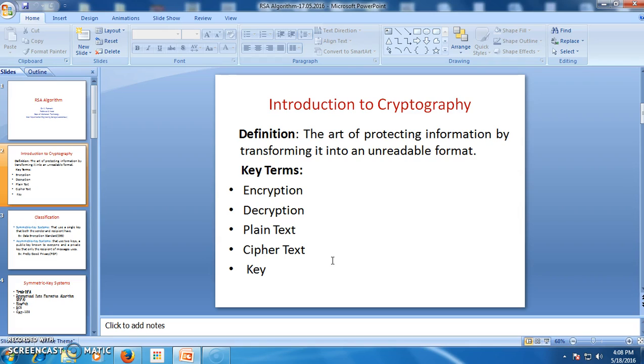This can be defined as the art of protecting information by transforming it into an unreadable format, so that anybody who is observing it is unable to read. The key terms in cryptography are plain text, encryption, ciphertext, decryption, and key value. Plain text represents the information which we would like to protect, and the process used to transform plain text into unreadable format is known as encryption.